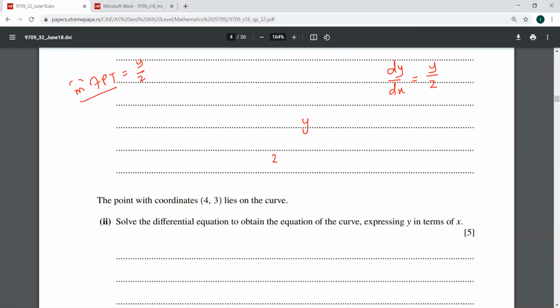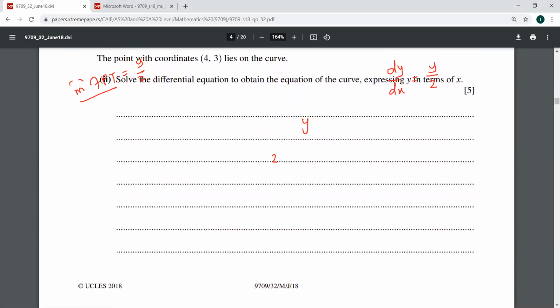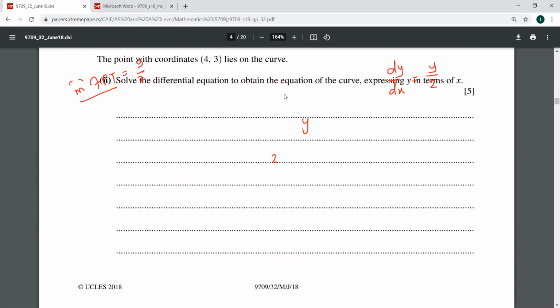Then we see that it says the point with coordinates 4 comma 3 lies on the curve. So there is a point 4 comma 3. Let me note it down. Solve the differential equation to obtain the equation of the curve, the expression for y in terms of x. So we have this equation, dy by dx is going to be y by 2.